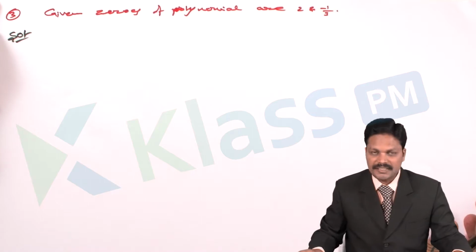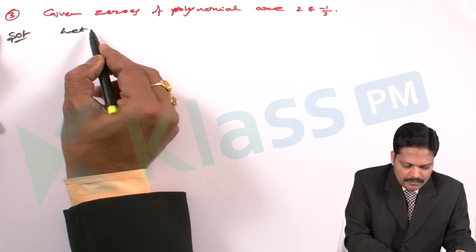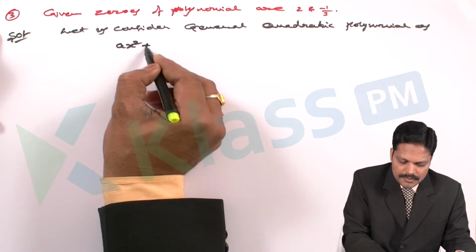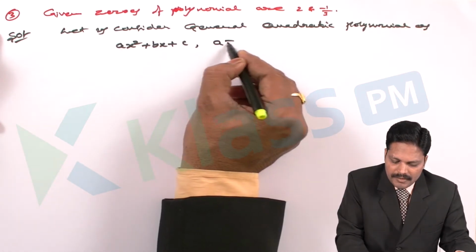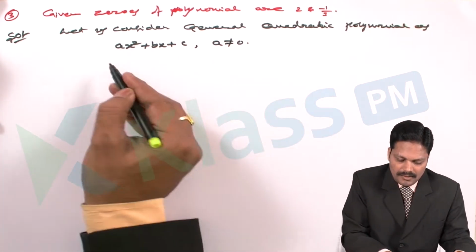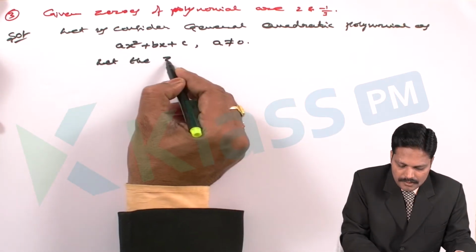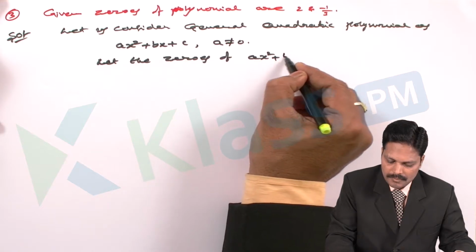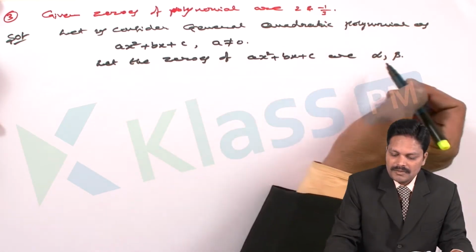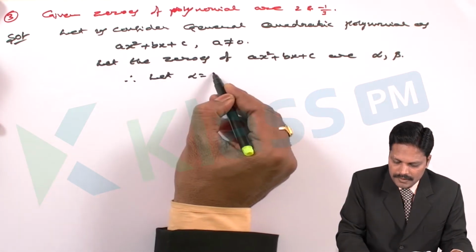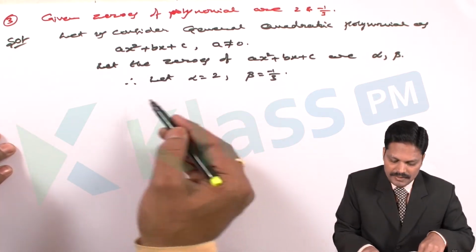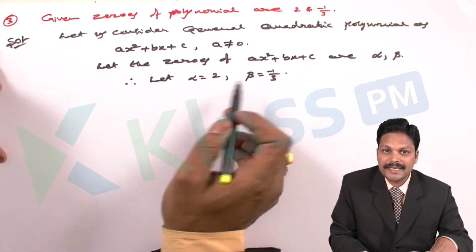We have the general polynomial. Here let us consider the general quadratic polynomial as ax square plus bx plus c, where a is not equal to 0, and let its zeros be the given values. For these zeros, let the zeros of ax square plus bx plus c be alpha and beta. So we need to take the given values as alpha and beta. Therefore let alpha be equal to 2 and beta be equal to minus 1 by 3.